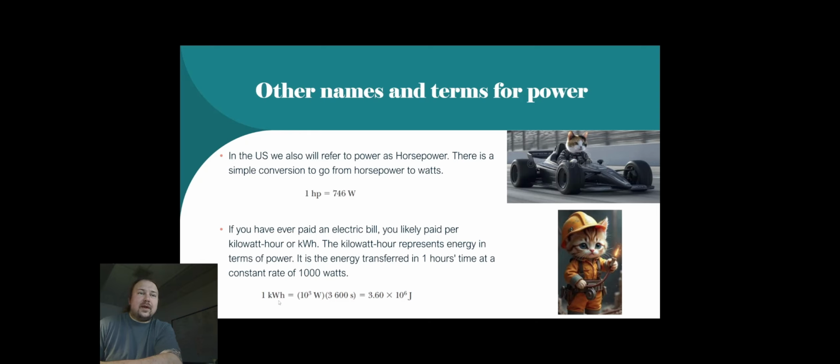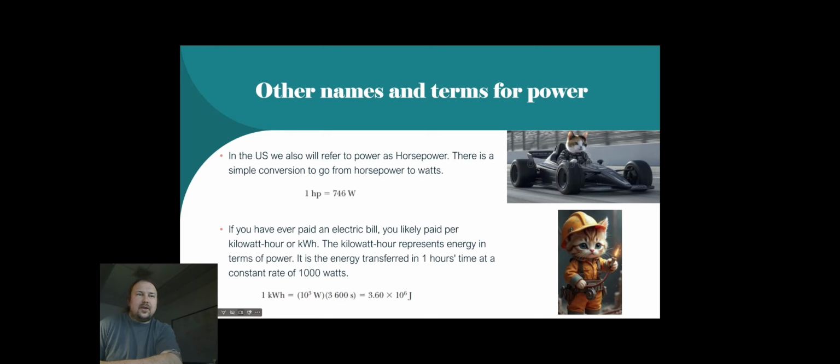So 1 kilowatt hour is 1 kilowatt, so 1,000 watts, or 10 to the third watts, and an hour being 3,600 seconds means that the amount of energy that you use, 1 kilowatt hour, would be 3.6 times 10 to the 6 joules. Okay, so in an average month, how much energy do you use on your house, or your apartment, or your parents' house? The amount of joules of energy that you use will be represented by how many kilowatt hours that is equal to. So it's just another conversion.